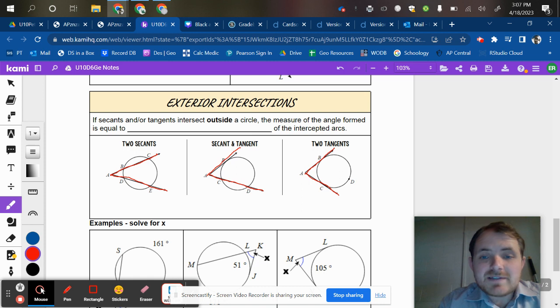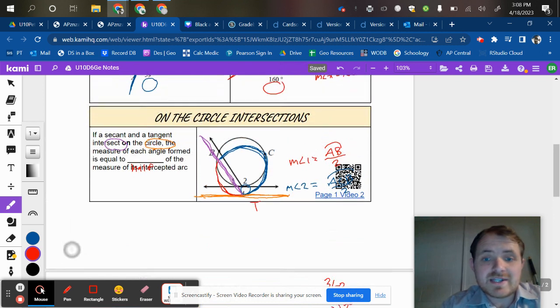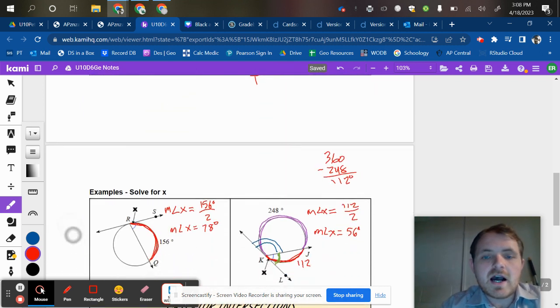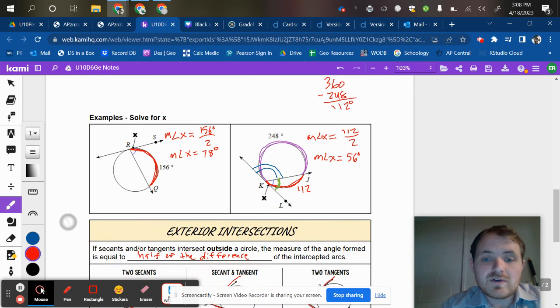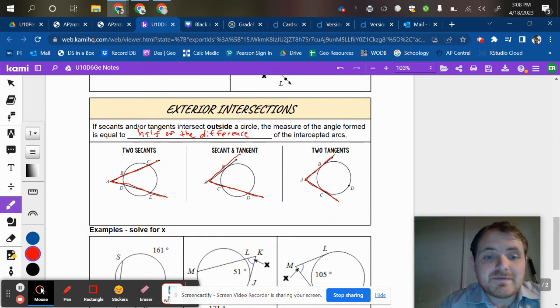So when it's happening outside the circle, the measure of the angle formed is equal to half of the difference of the intercepted arcs. Remember, when it's on the circle, it's just half of the actual situation. My notes got a little messed up there. Sorry. And when it was inside the circle, it was half of the sum. Now that it's on the outside of the circle, it's half of that difference.